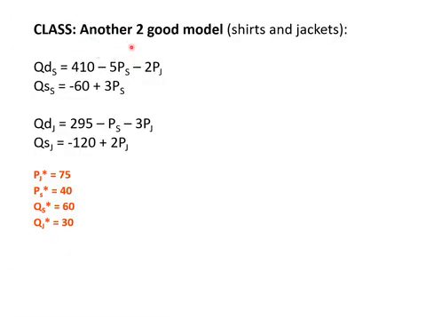Here is another example using a two-good model, shirts and jackets in this case, and you are encouraged to work through this example and confirm that you end up with the correct values for the variables in equilibrium.